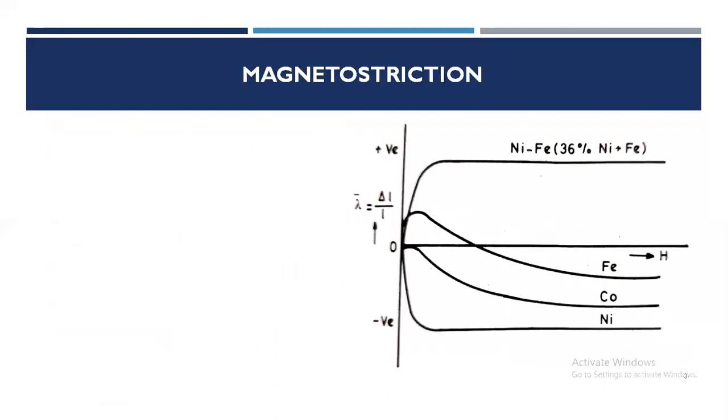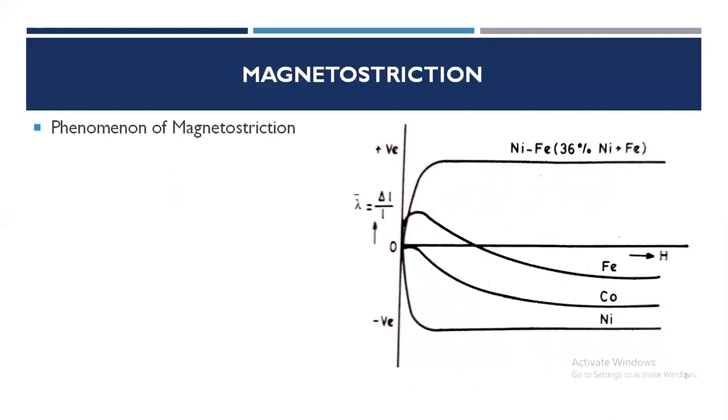Let's see magnetostriction. What is magnetostriction? When a ferromagnetic material is magnetized, there are changes in its physical dimensions. This phenomenon is known as magnetostriction. Repeating once again: when a ferromagnetic material is magnetized, its physical dimension may change. If it changes, this phenomenon is known as magnetostriction.